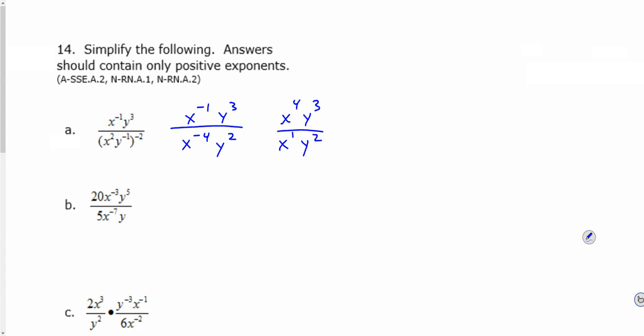And then you could just basically subtract, or just think of it as canceling. So we would end up with x to the third on top, and then y on top also. So that's your answer.